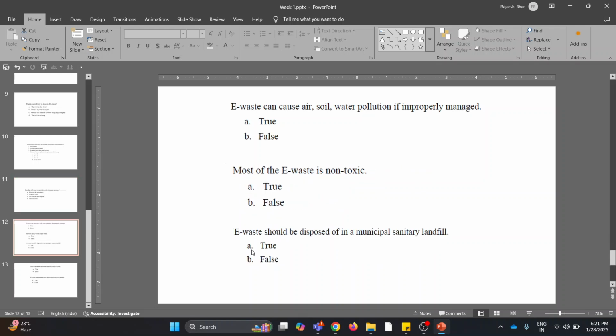Now we have true and false questions, five in total, three on this slide and two on the other. In the first one at the top, e-waste can cause soil, air, and water pollution if improperly managed. That is, of course, true because we have already answered a similar multiple choice question. Then next is, most of the e-waste is non-toxic. I already know that you will choose option B as the correct answer, that this is false. And then, e-waste should be disposed in municipal sanitary landfill. This is the one that I want you to think about. Is it a true statement or false?